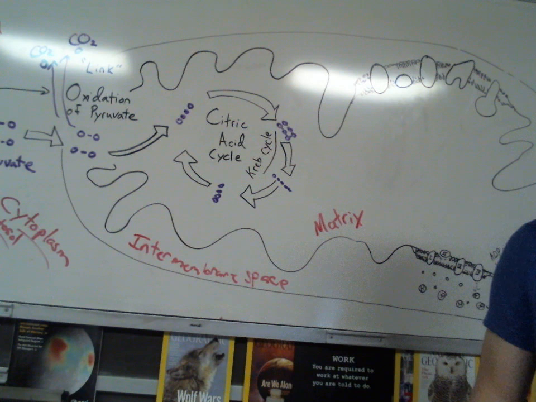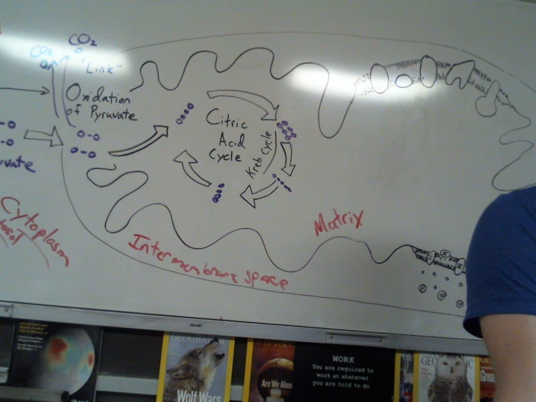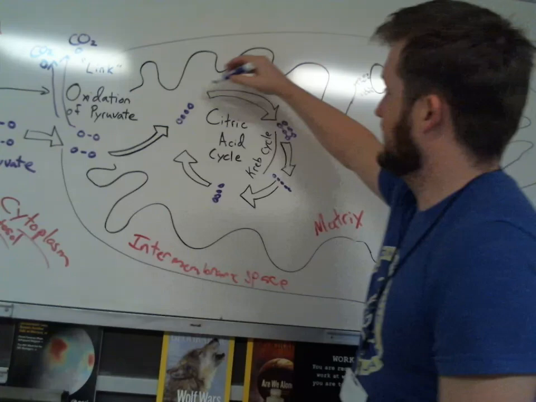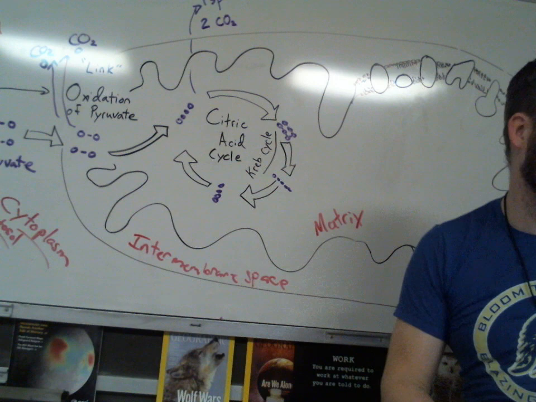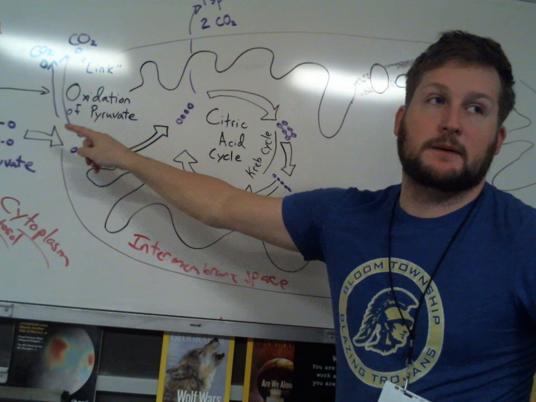What are we losing along the way? More CO2. With every 1 spin, we lose 2 CO2s. Let's do that up here. We lose 2 CO2s. So right now, we have 4 coming in.